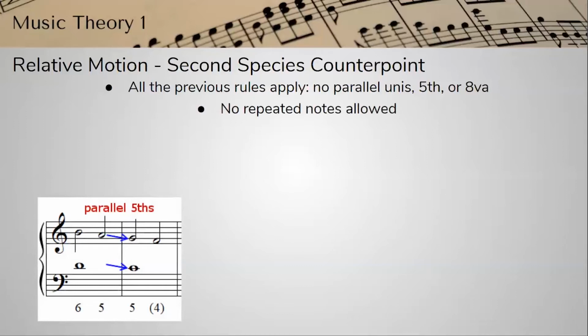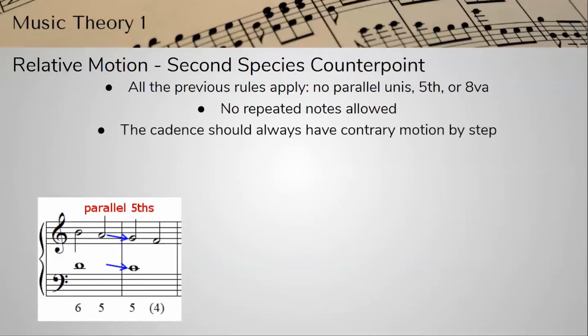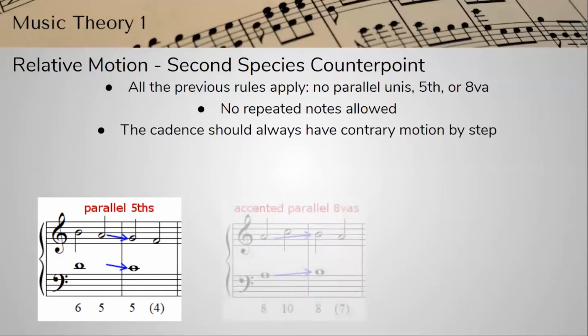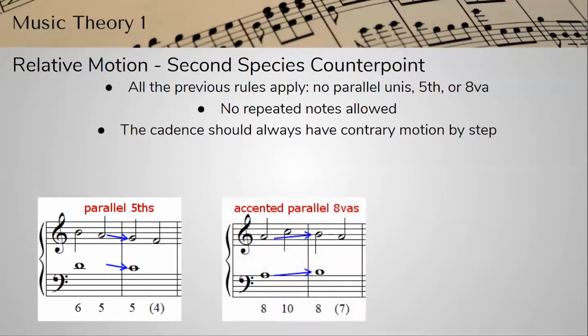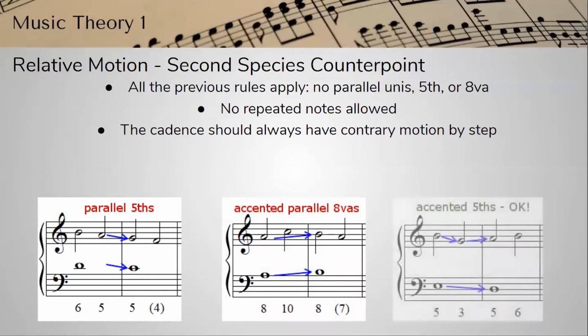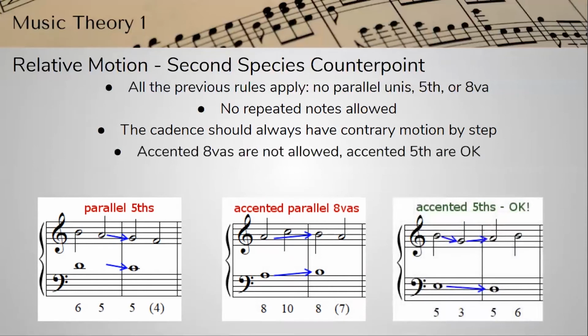Also, since the rhythms are faster, we no longer can have repeated notes in this species, because then your note values would become whole notes, which would be first species. So we don't want first species. So you're not allowed to repeat any notes. So no oblique motion in this species. And the cadence should always have contrary motion by step, like before. And then we want to avoid accented parallel octaves, but accented parallel fifths are okay.